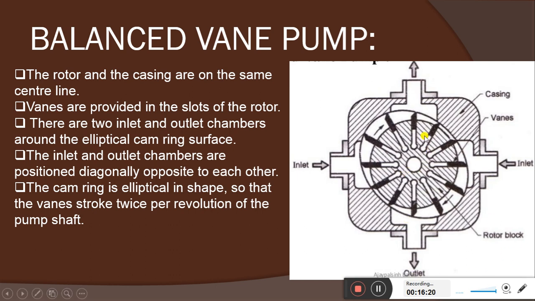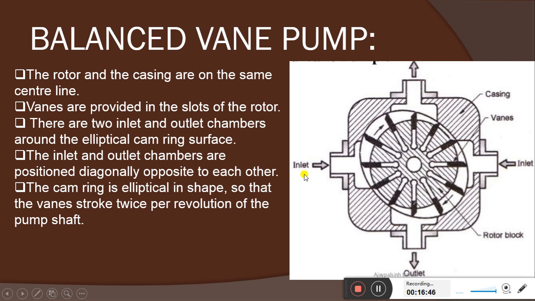First, see the construction here. This is the balanced vane pump. Centrally you can find the rotor block, which has the radial slots, and in each radial slot we can find one vane, which is darker in color here. You can see the cam ring is oval in shape. It is not circular, it is oval in shape.